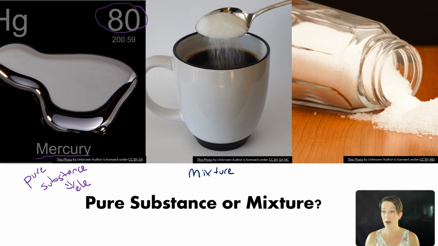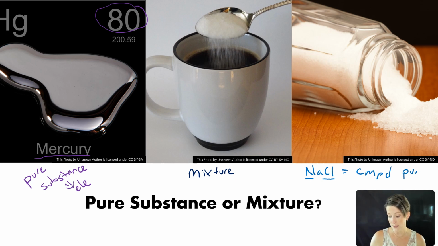And then the last one, this is a salt shaker, so what's spilling out is sodium chloride. Sodium chloride, also known as table salt. This is two elements. When you have two elements together like that, that is going to be a compound. And a compound is a pure substance, not purse, pure.